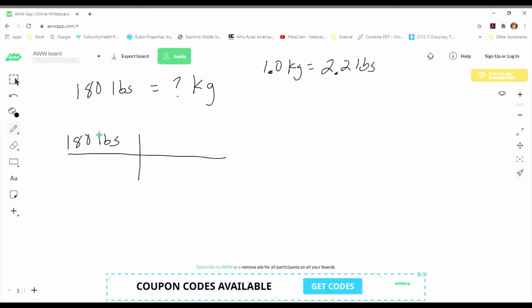So 180 pounds right here. We want pounds to be down in the bottom here, so it can cancel. And so therefore we can see that pounds is on the right side of the equality, where there are 2.2 pounds. So we put the 2.2 here, which tells me right now that I'm going to be dividing by 2.2. So if the right side goes on the bottom in the denominator, the opposite side goes into the numerator, 1.0 kilograms.